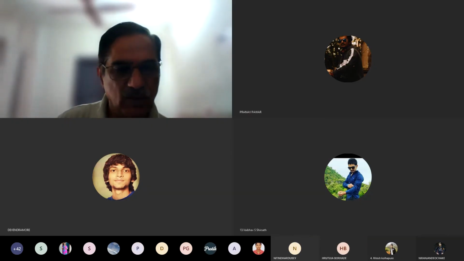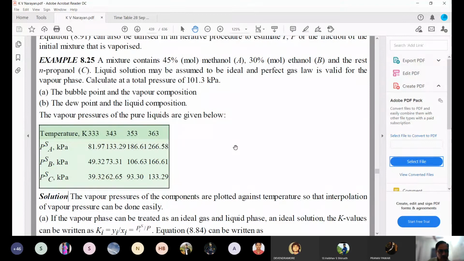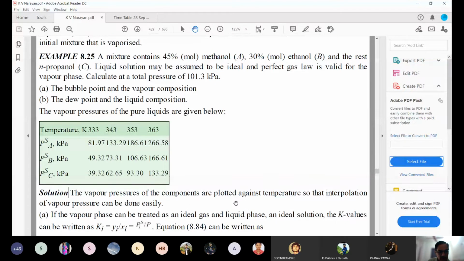Okay, so let's solve this problem now. It says pressure of components are plotted against temperature, so that interpolation of vapor pressure can be done easily. That's what we showed right now, right? Interpolation we can do. If vapor phase can be treated as ideal gas and liquid phase as ideal solution, K values are treated as K is equal to Y upon X, and then you get Pi sat upon P. We saw this, right?